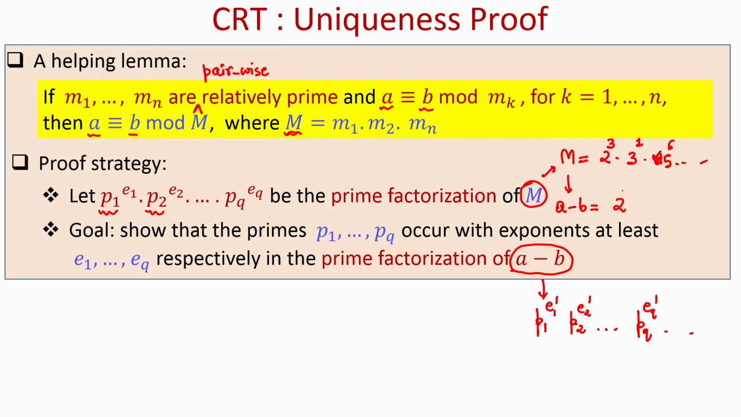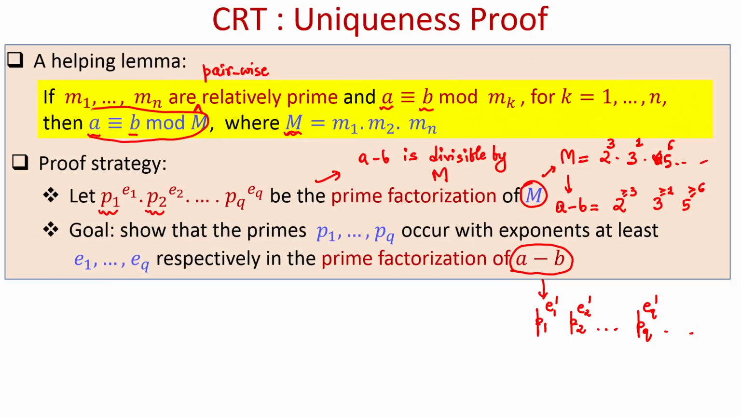That means, it will be greater than or equal to 3 power. It must be, that means 2 should have 3 or more power appearing in the prime factorization of a minus b. Similarly, the factor 3 should appear with the power at least 1. The next prime factor 5 should appear with at least power 6 and so on. If I show this, then that shows that a minus b is completely divisible by m, and that is what precisely I want to show.